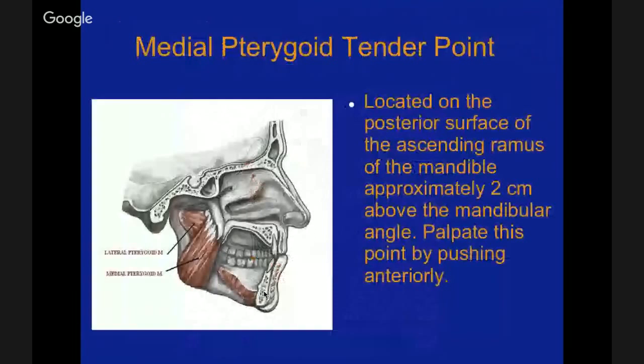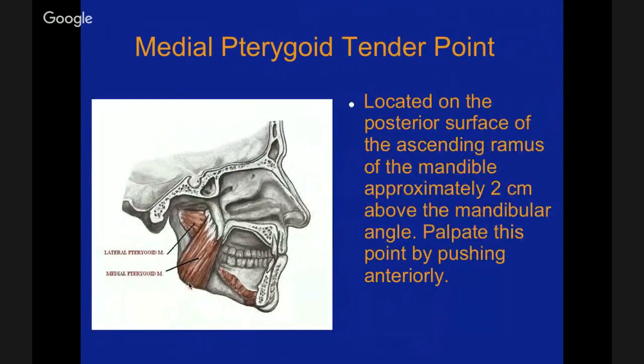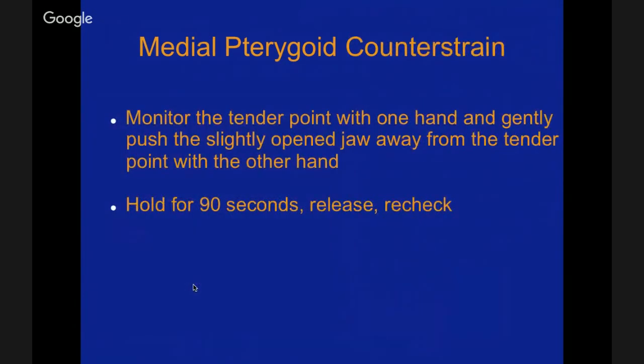So the medial pterygoid tender point. Again, the medial pterygoid inserts onto the medial aspect of the angle of the mandible. So the tender point is located on the posterior surface of the ascending mandible, about 2 centimeters above the mandibular angle, so sort of back here. You palpate this point by pushing anteriorly. And then for the counterstrain technique, you locate the tender point, monitor with one hand, and then you're going to move the jaw away from the tender point, because the insertion is on the medial side of the mandible as opposed to the lateral. So if you're moving it medially, then you're shortening that muscle.